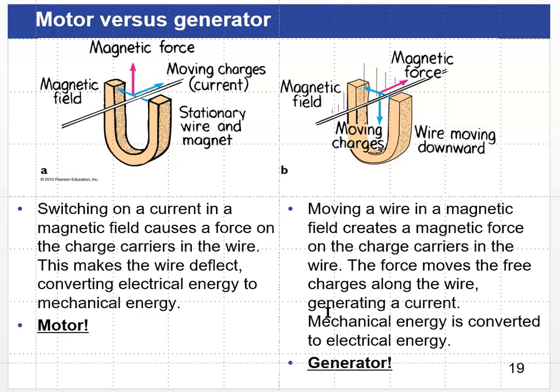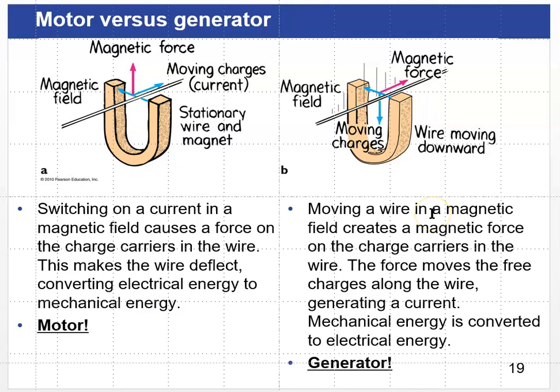A motor converts electrical energy to mechanical energy. What's going on in a motor, you have a magnetic field and you have current flowing through the wire. When the current is turned on, the wire deflects because the moving charged particles in the wire interact with the magnetic field, and that causes a force on the charge carriers in the wire, makes the wire deflect, and converts electrical energy into mechanical energy.